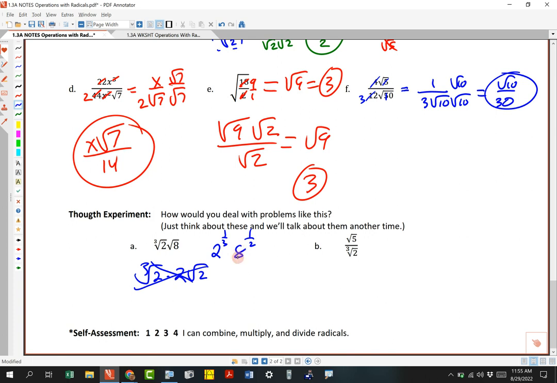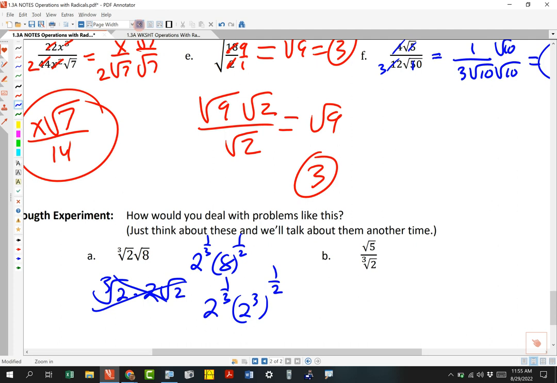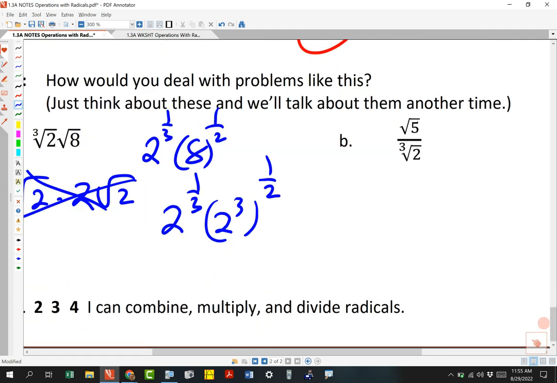Let's see. We can, but what do we have to do with these guys right here? Do they have the same base? They don't. So we'd have to do something like this. This is 2 to the 1/3, and this is 2 to the 3rd to the 1/2. Sorry. Yeah, that's right. Is that okay? Is that where you were headed? I think so. I think I multiplied it wrong.